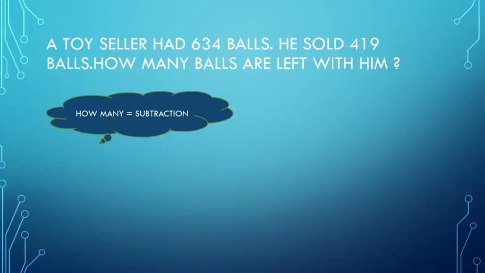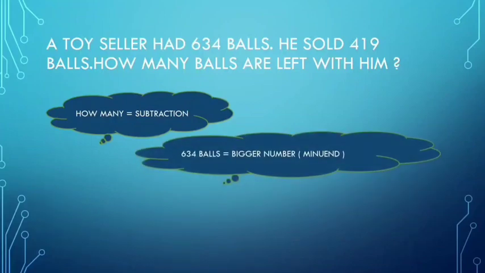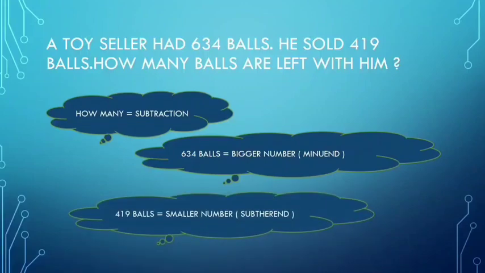After that, if we need to subtract in this example of word problem, we need to find out which one is the bigger number or minuend, and which one is the smaller number or subtrahend. So in this statement, total number of balls are 634, so it will be the bigger number. This is the second important information from this word problem. And the third one is 419 is the smaller number or subtrahend. Now we gathered all the important information after reading this statement carefully.